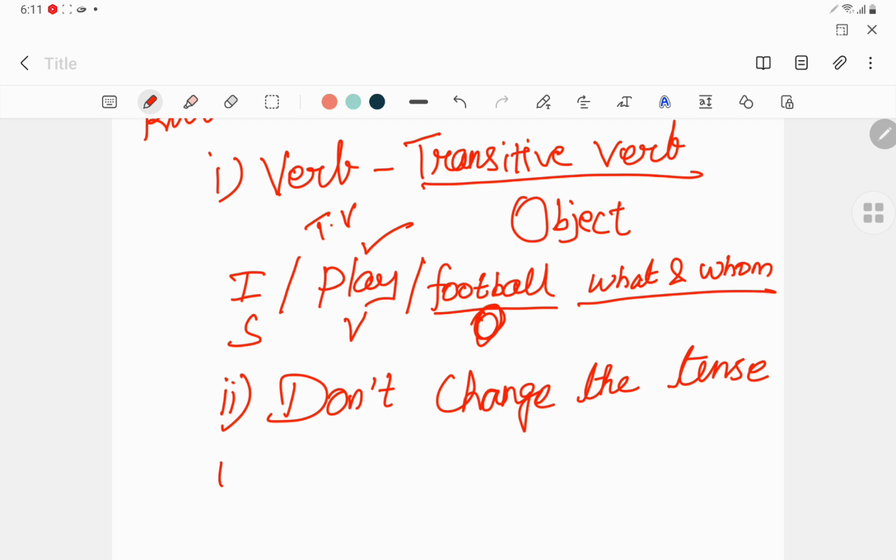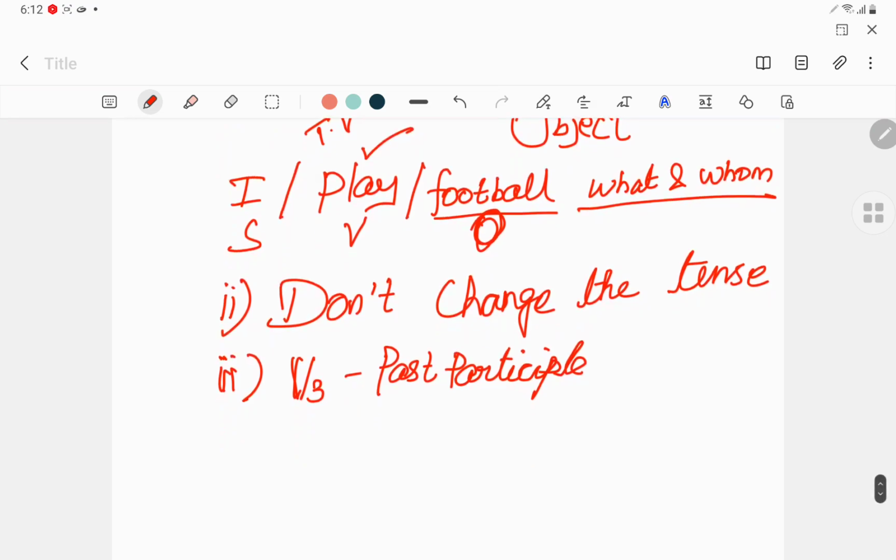And then what you want to use is the verb 3 form. Verb 3 form, past participle. The verb must be in a past participle. So when you are changing that active voice into a passive voice, at that time the verb must be in the third form.